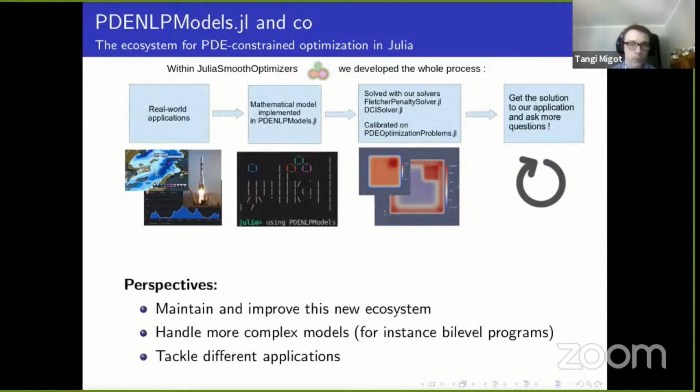So to say a few words about perspectives, more can always be done in maintaining and improving this new ecosystem, but we are also working on more complex models and bringing more concrete applications from data science.